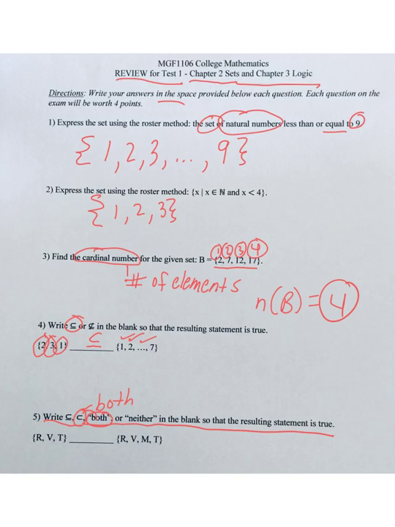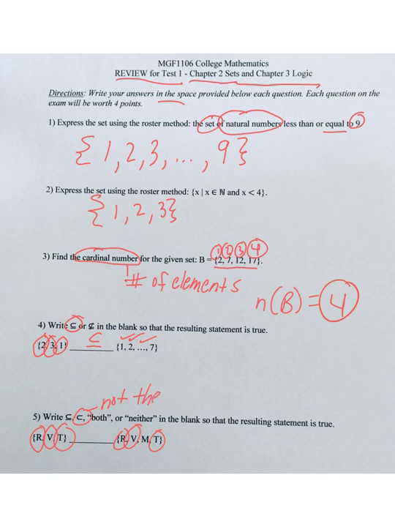Looking here, we got the set of letters R, V, T on the left, and on the right R, V, M, T. So I'm seeing at the very least that it is a normal subset simply because all the letters on the left side are also in the set on the right, because R is on the right, V is on the right, and T is on the right. It's also a proper subset because the sets are not the same set. They're not equal. So they're not an exact match.